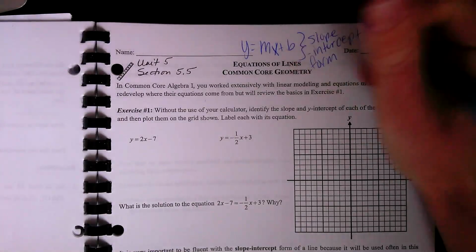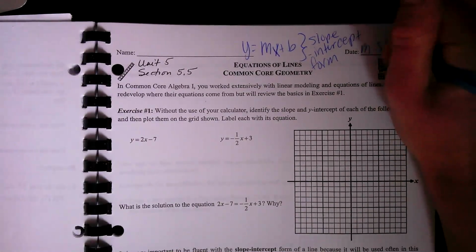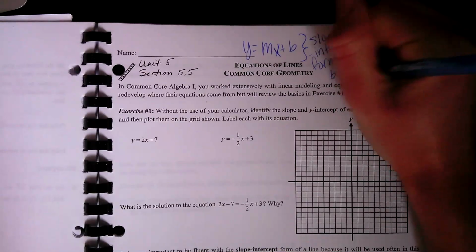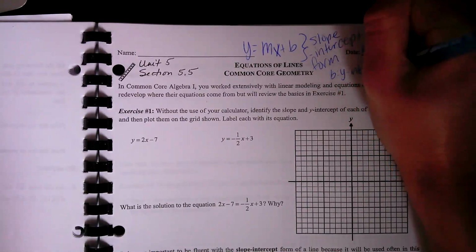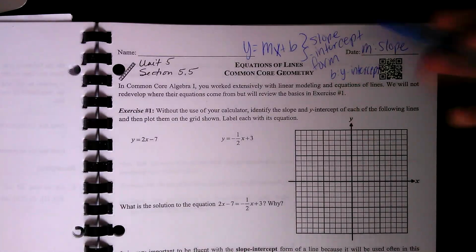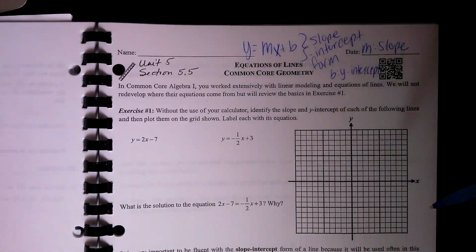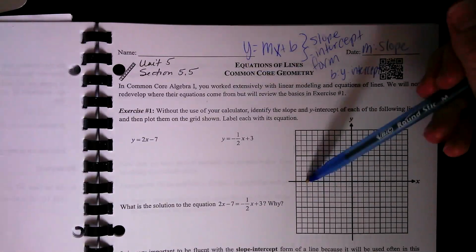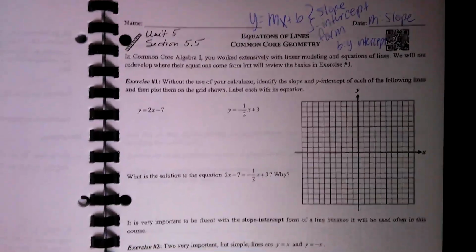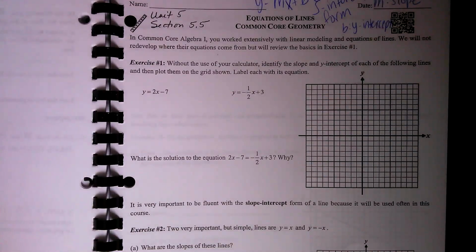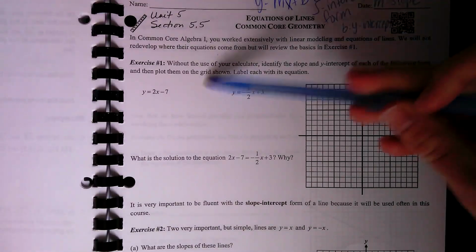Where m represents the slope and b represents the y-intercept. And x is obviously your x-coordinate and y is your y-coordinate. All right. So let's take a look at exercise 1. We're going to do a quick little algebra review. So without the use of our calculator, we want to identify the slope and the y-intercept of each of the following lines. And then we want to plot them on the grid.